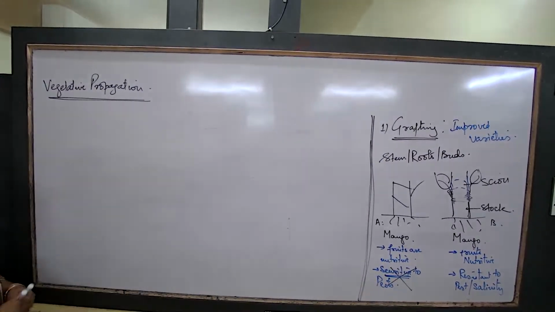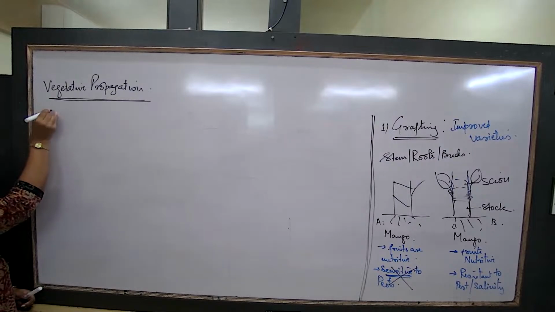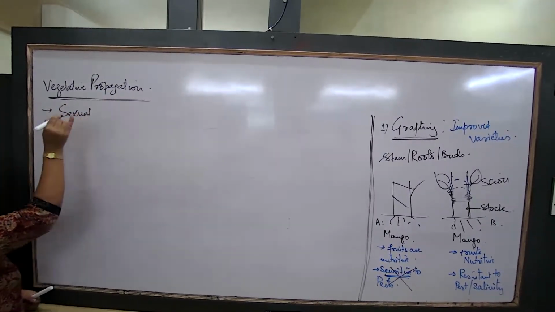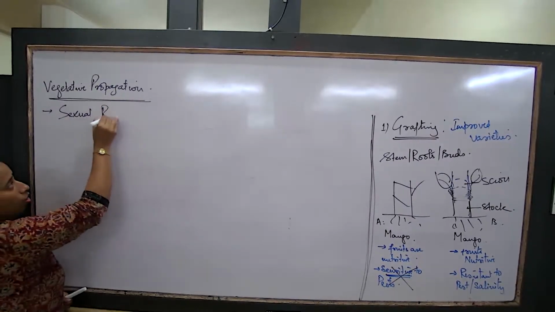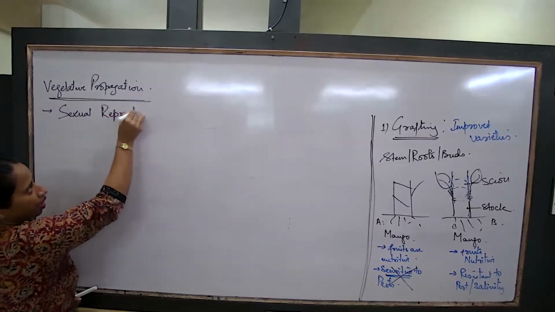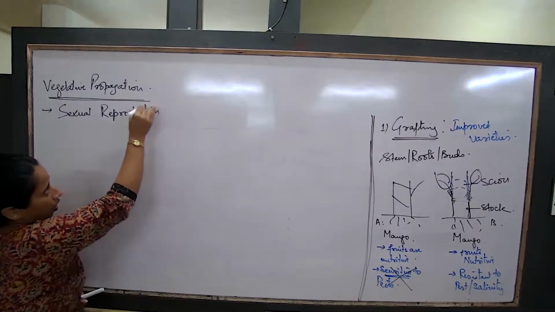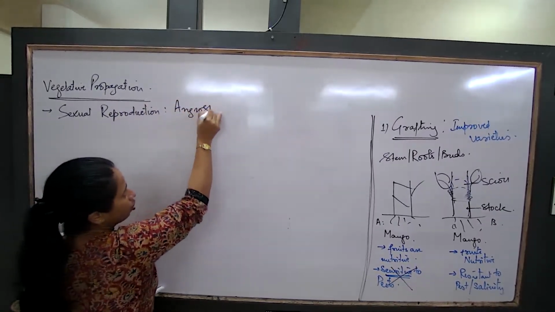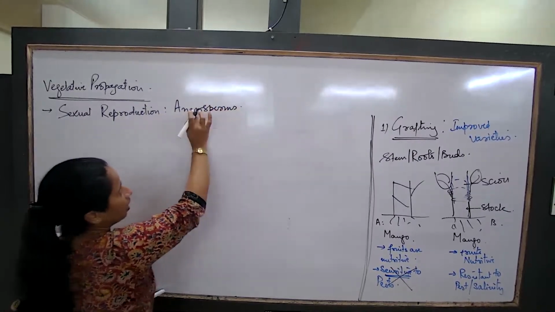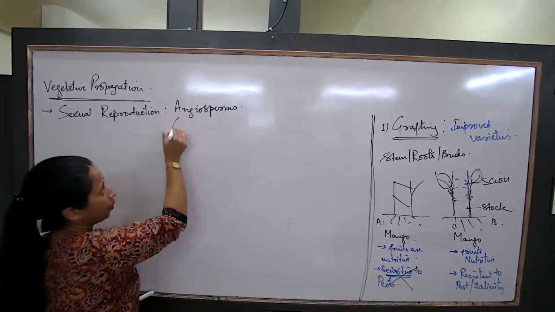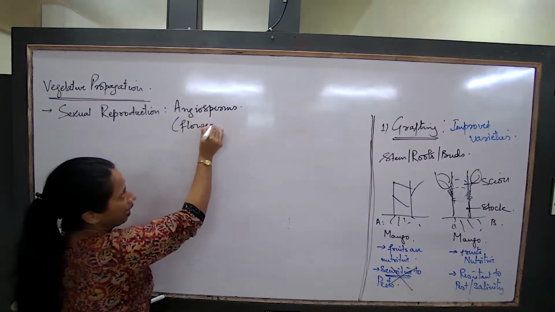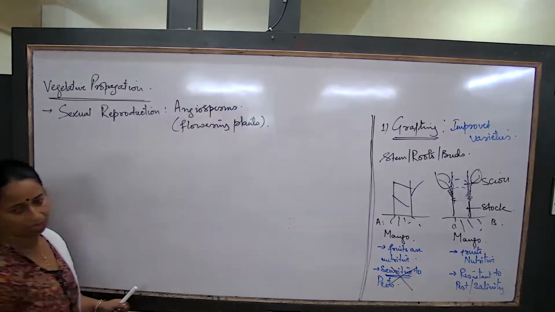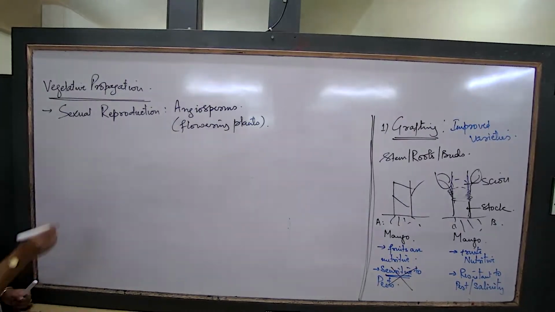Next, after the concept of vegetative propagation, we study sexual reproduction. We start with flowers now: the concept of sexual reproduction in flowers. In flowering plants, what are these flowering plants known as? Angiosperms. When you come across this word, don't get confused, we are only talking about flowering plants.